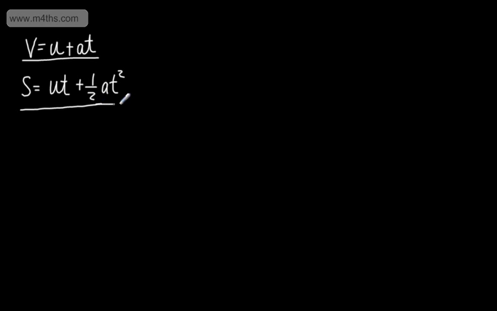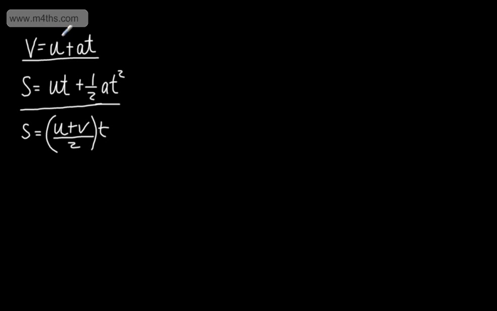One of them is v is equal to u plus at. V is the final velocity, u is the initial velocity, a is acceleration, and t is the time. We also saw that s, the displacement, was equal to ut plus 1/2 at squared. S is the displacement, u is the initial velocity, t is the time, and a is the acceleration. We also saw that s could be written as (u plus v) divided by 2, multiplied by t.